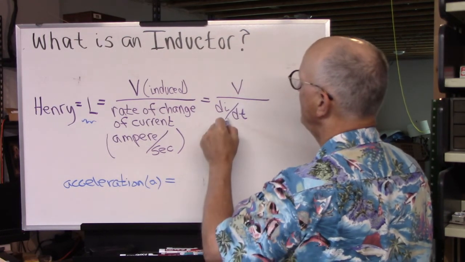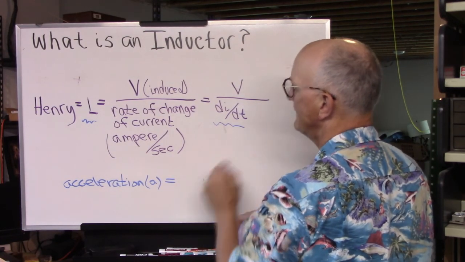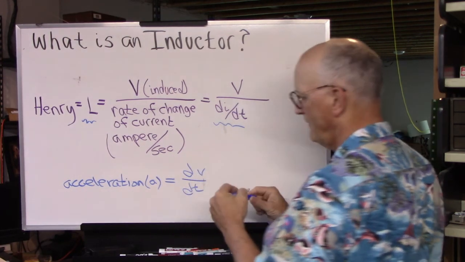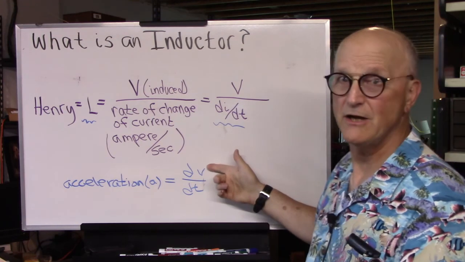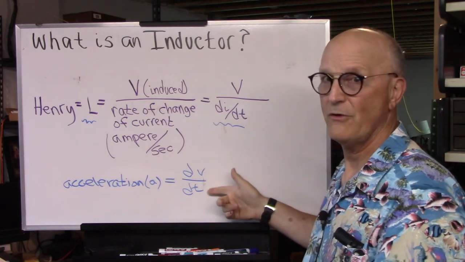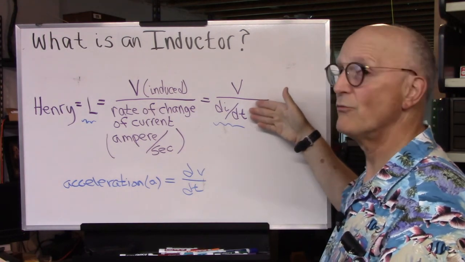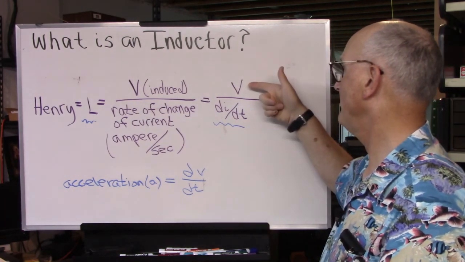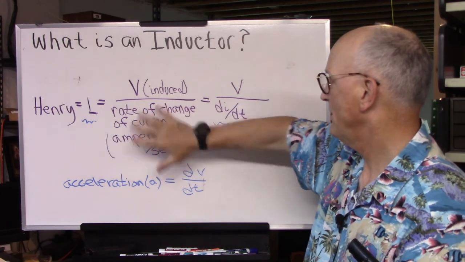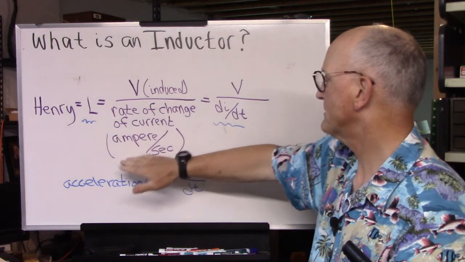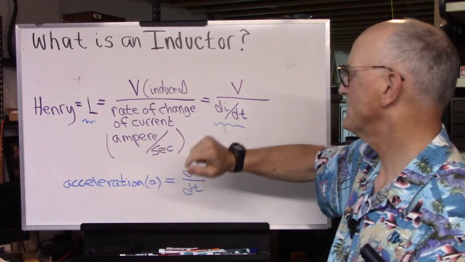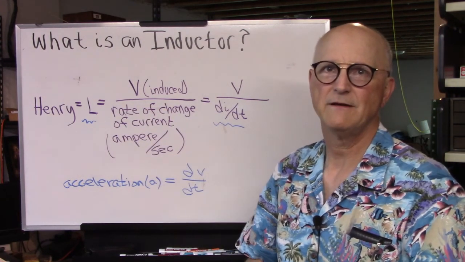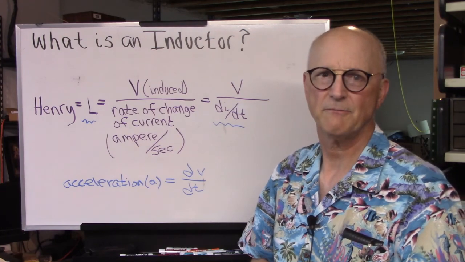So in the same kind of way, we can write dv dt, the rate of change of velocity with regard to time. This is the rate of change of current with regard to time. So we have a certain rate of change of current in amperes per second, a certain voltage is induced, and therefore we determine what the inductance of that inductor is.